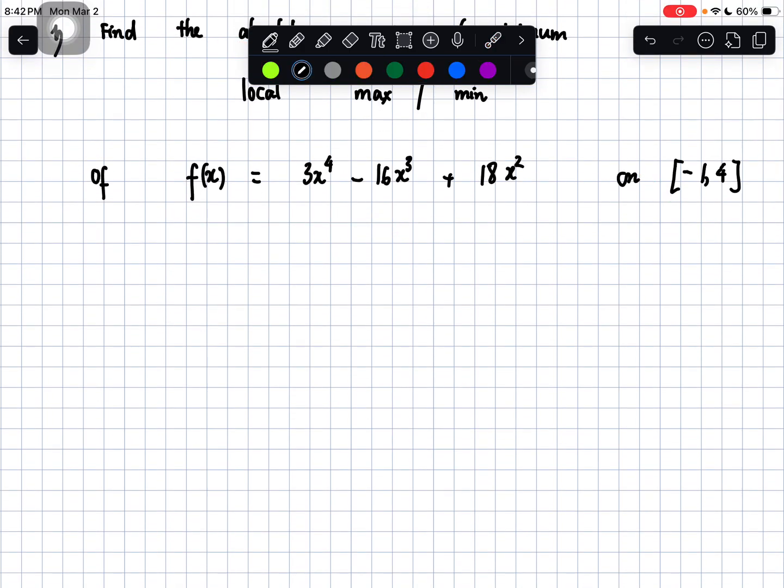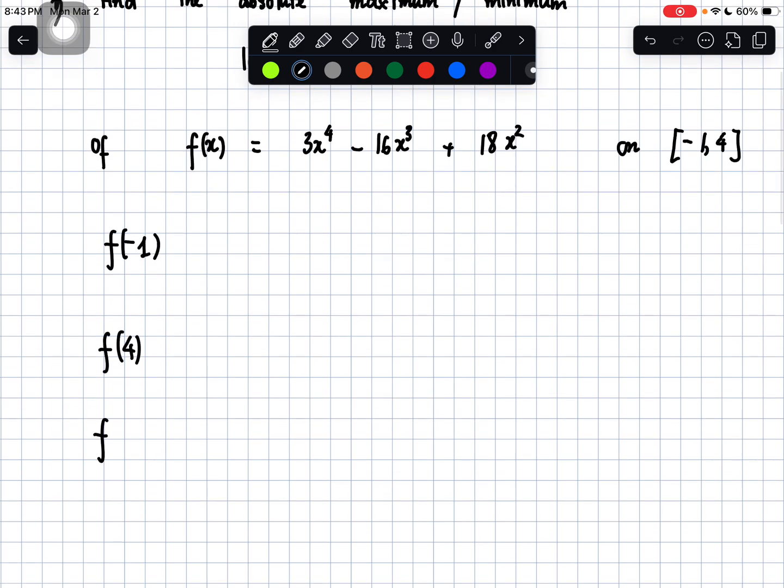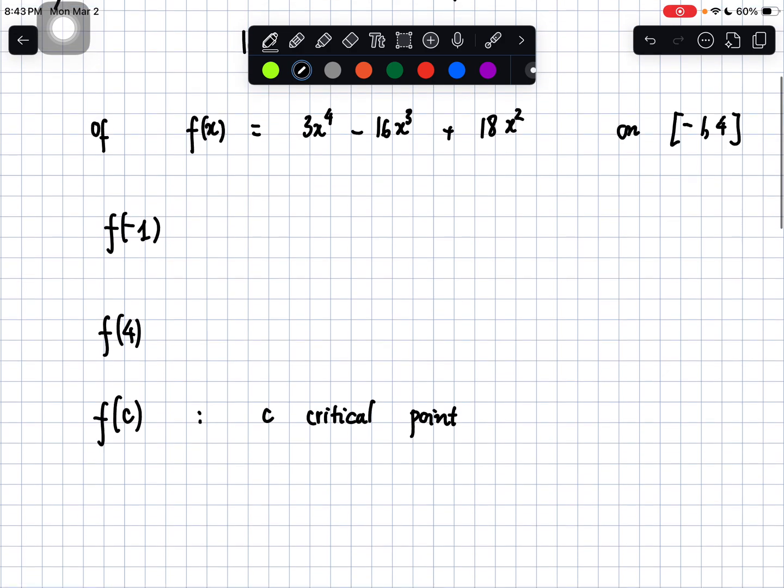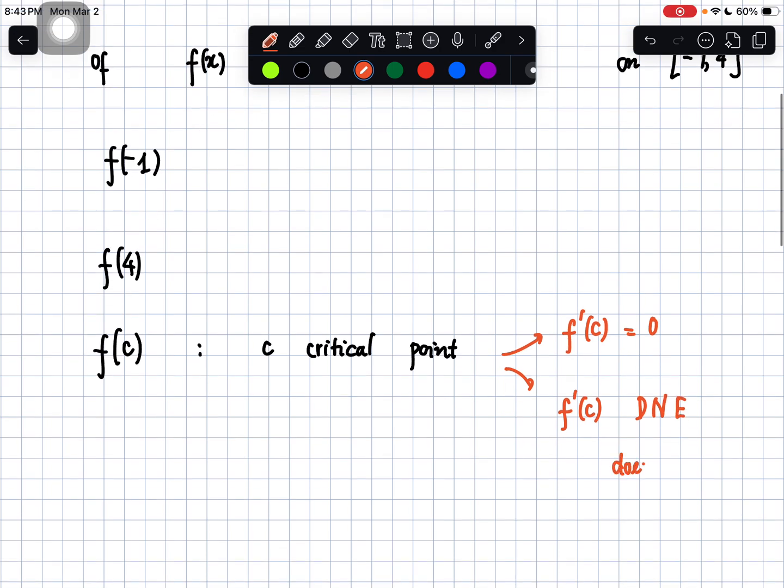You have the endpoints, so we need to compute the values of f at the two endpoints: f of -1, f of 4, and f of c, where c is a critical point. A critical point is a point where f prime of c equals 0, or f prime of c does not exist.